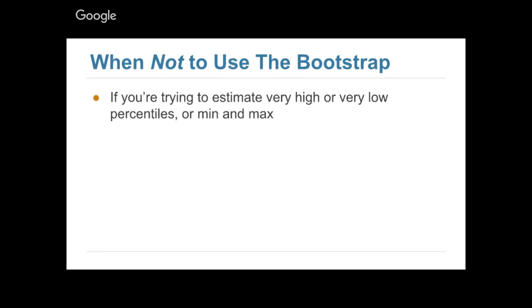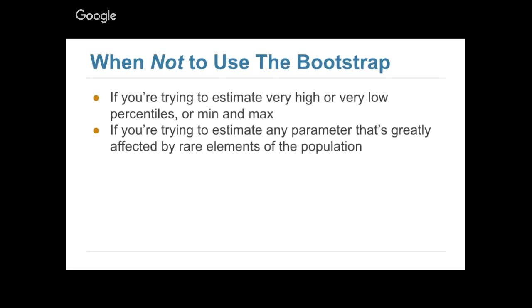That means my one sample, more often than not, will not have a good estimate for those things way off in the tail, because there's a higher chance that I just don't see those values. So in that case, a bootstrap will not give you a very accurate estimate. You don't want to do this. In fact, you just don't want to estimate any parameter that's greatly affected by rare elements of the population.